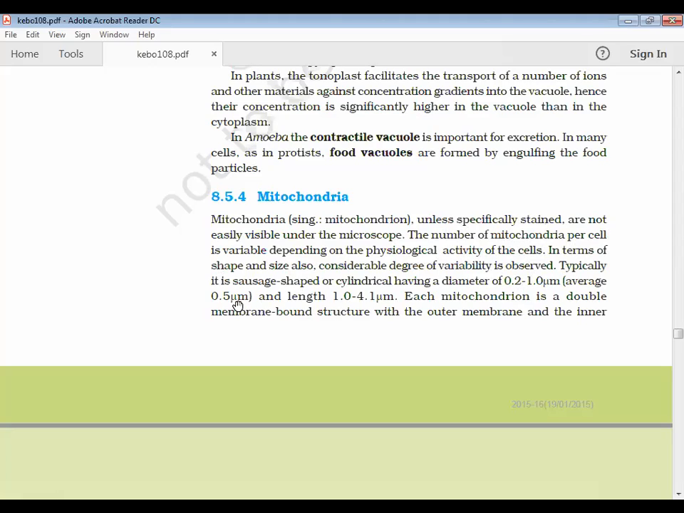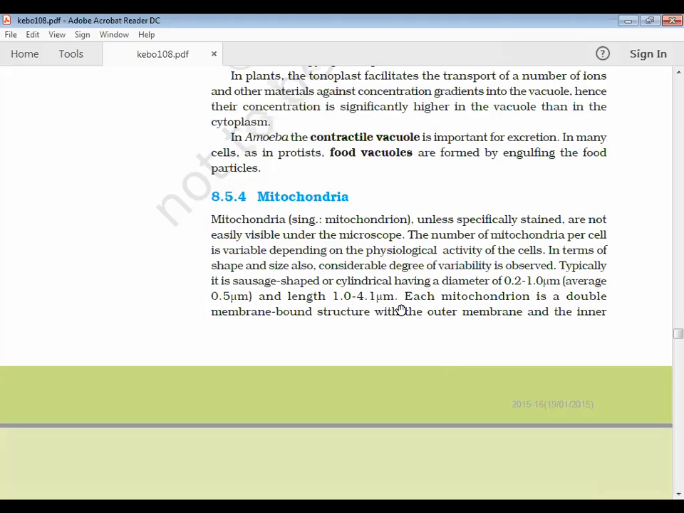Typically, mitochondria are sausage shaped or cylindrical, having a diameter of 0.2 to 1 micron. Average is 0.5 micron, and length is about 1.0 to 4.1 micron.